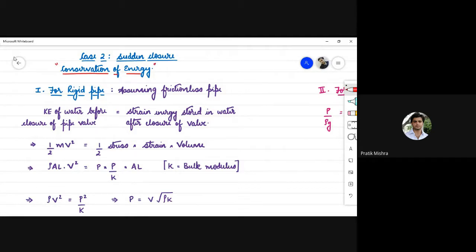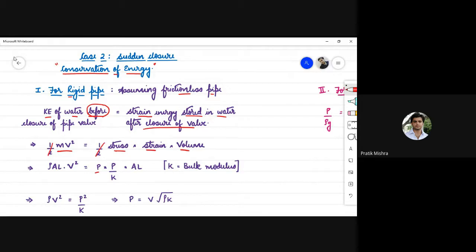In sudden closure, if we are using a rigid pipe, assuming it to be frictionless in nature, then conservation of energy can be done as: kinetic energy of water before closure of the valve can be written as half m into v square. Then strain energy stored in water after closure of the valve can be written as half stress into strain multiplied by the volume. Stress is P. उसके पहले half and half will going to cancel out.